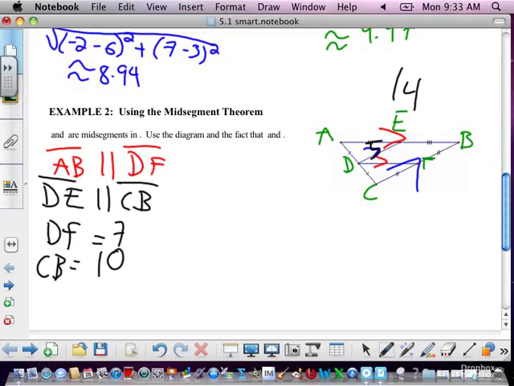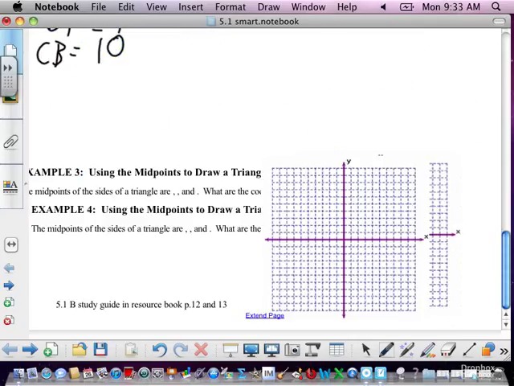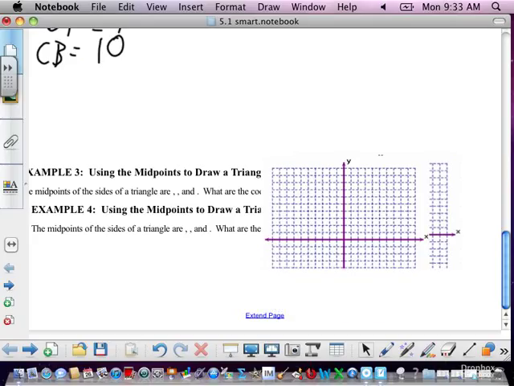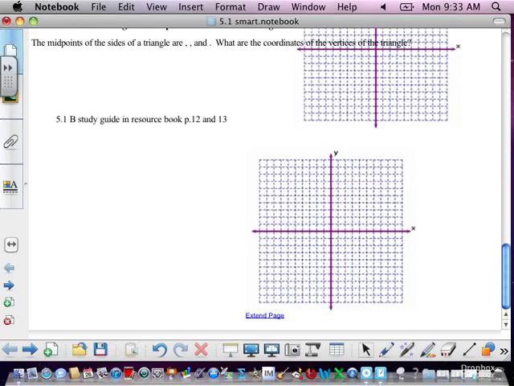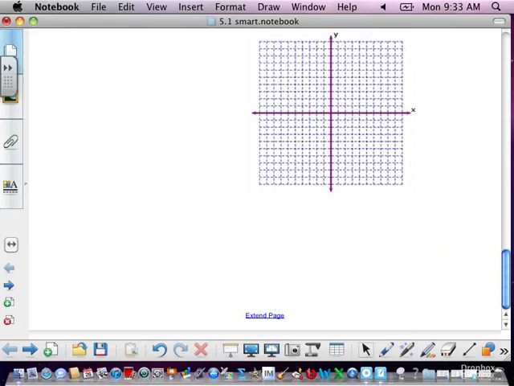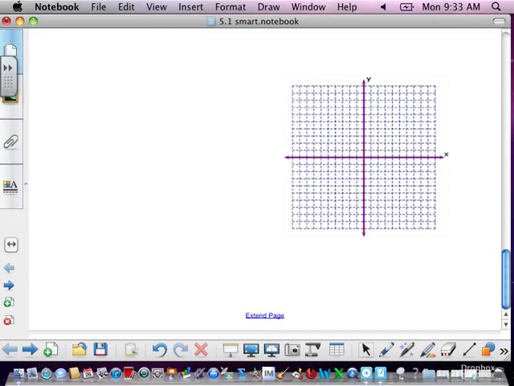We are going to do 3, 4, and 5, but not right this second. No, I want to do at least one more. Okay. The midpoints of the sides of the triangle. What are the coordinates of the vertices? The midpoints of the side of the triangle. Okay. We're going to do one more, and it's not easy. But I want to do one more just so you see this, because this might be on a test or quiz. Okay.